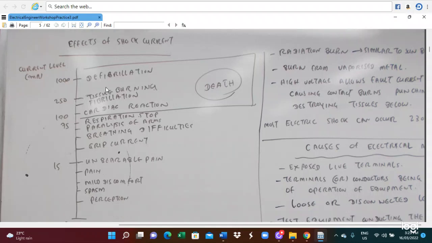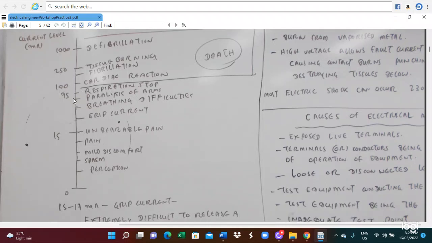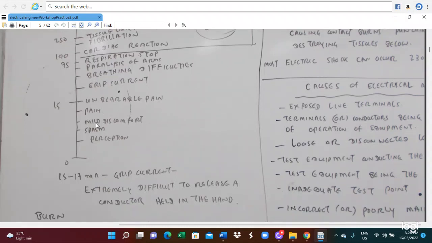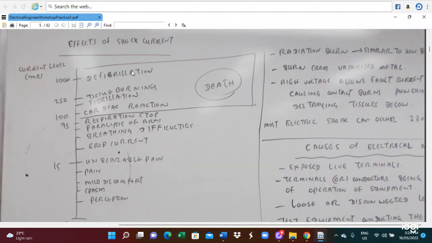We also have to know about the shock current range. A current range of 100 milliamperes to 1000 milliamperes can cause defibrillation, tissue burning, fibrillation, and cardiac reactions, so it can cause death. At 75 milliamperes, respiration can stop, the arm can be paralyzed, breathing becomes difficult, and the grip current can happen. Up to 50 milliamperes causes unbearable pain, migraine, spasm, and possession. So those are the ways electrical current impacts the body.